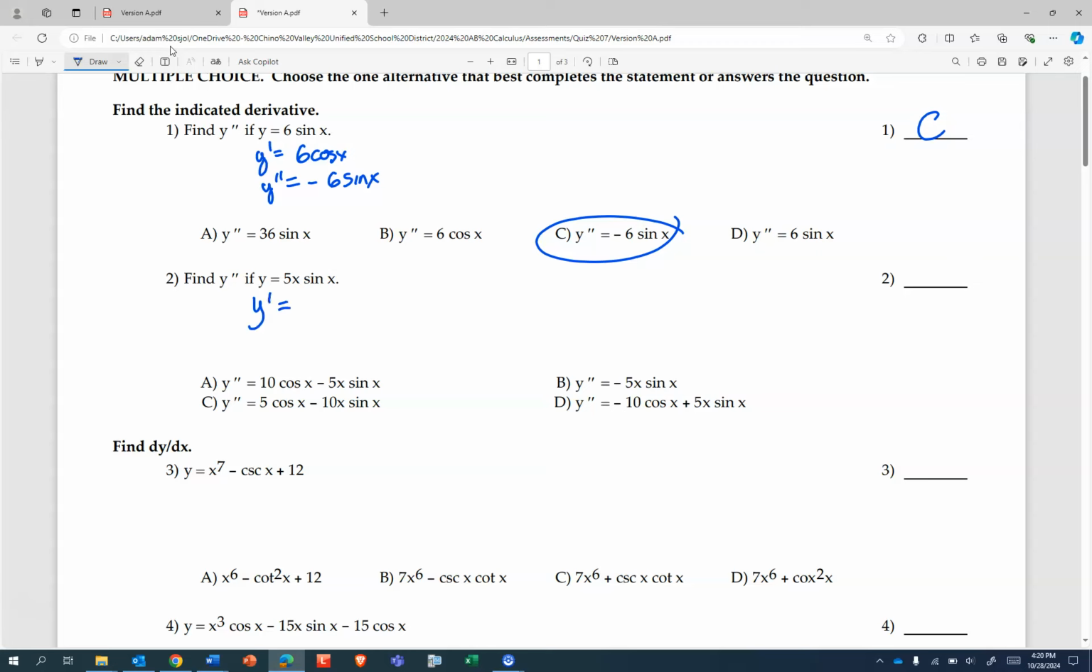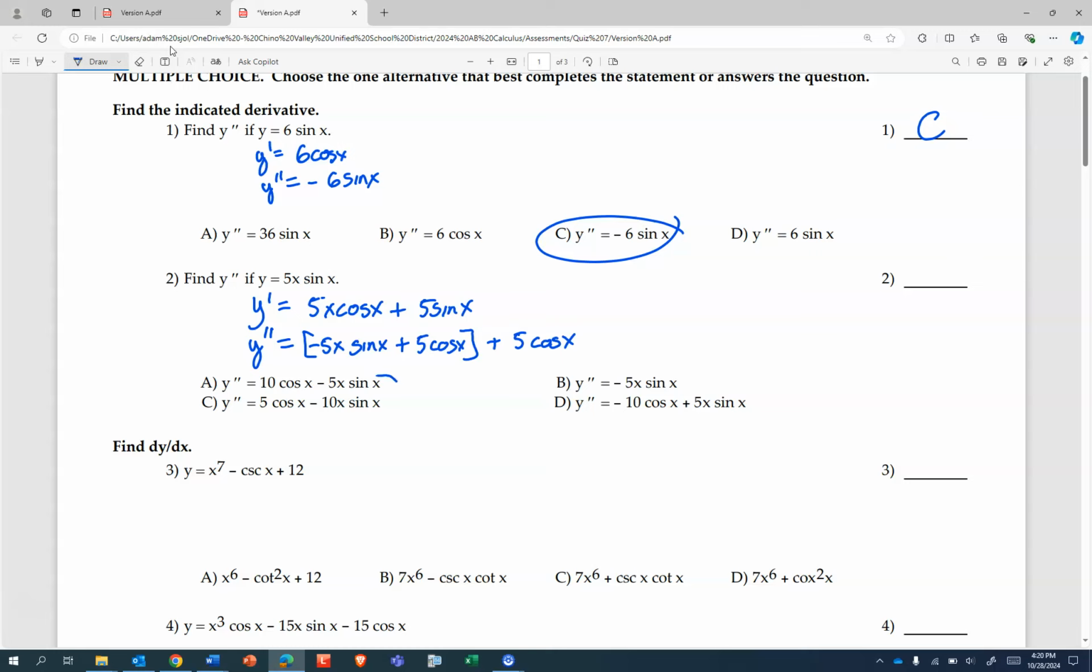Y prime is 5x cosine of x. You have to do a product rule. Plus 5 sine of x. I've done that enough where I know I can kind of ignore some things. So y double prime is going to be 5x times negative sine of x plus cosine of x times 5. And then the derivative of 5 sine of x is another 5 cosine of x. So I'm looking for sines, I guess.